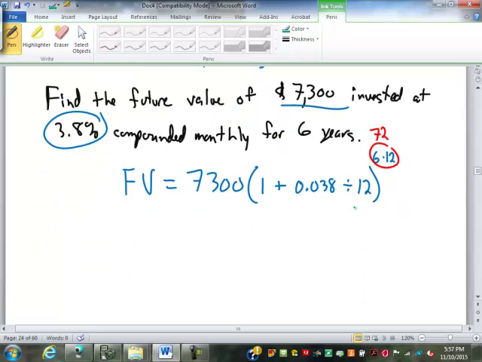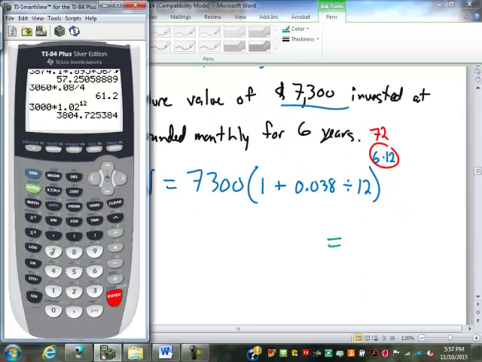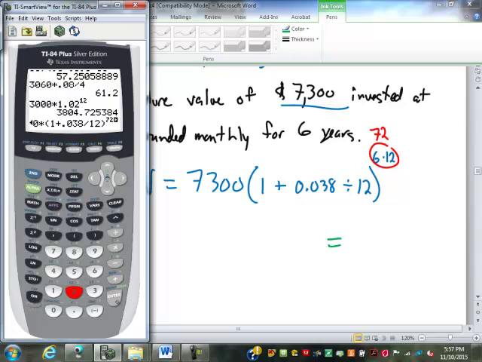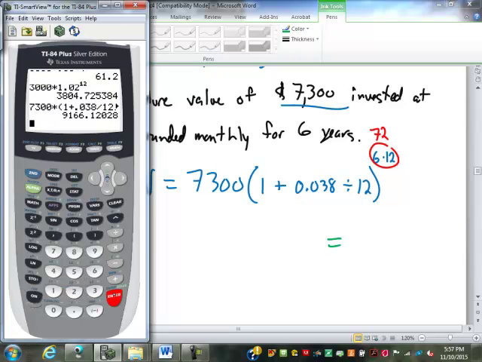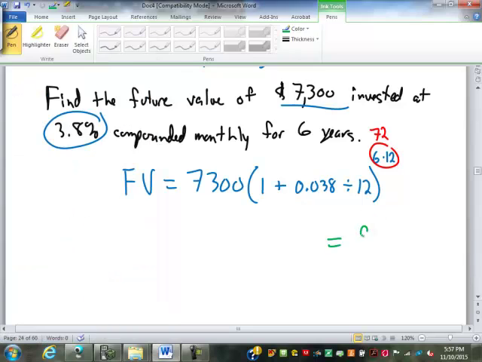So let's see what that comes out to be. 7,300 times, parentheses, 1 plus 0.038 divided by 12, close parentheses, power of 72. 9,166.12. $9,166.12 is my future value. Make sense?